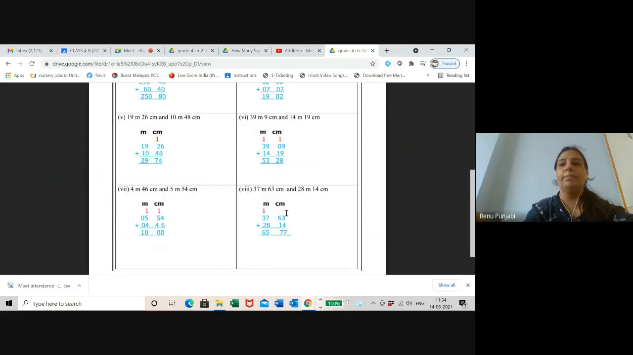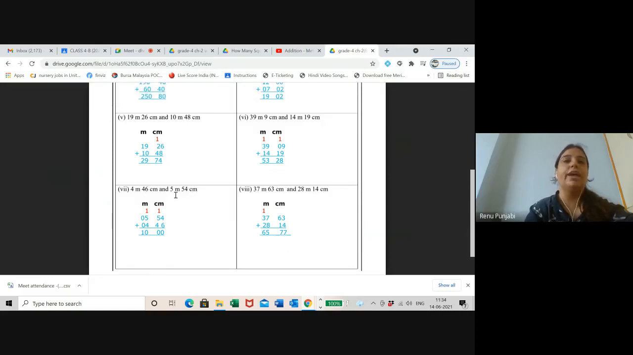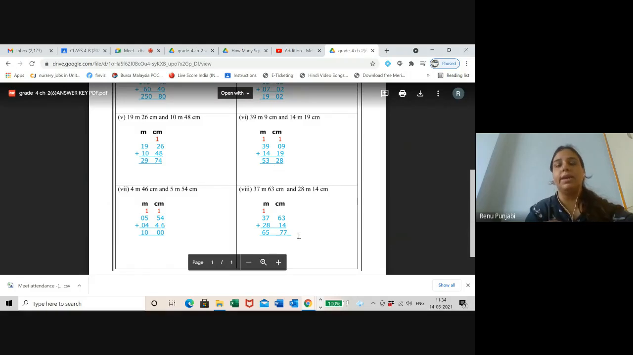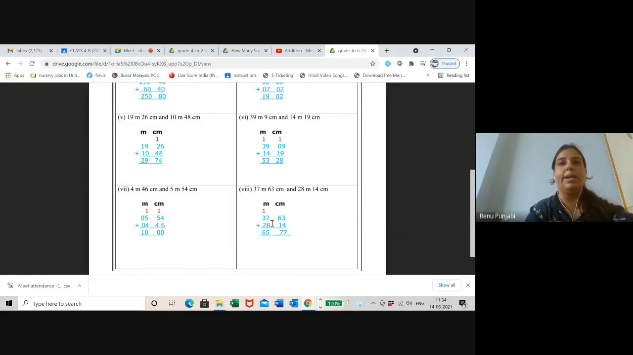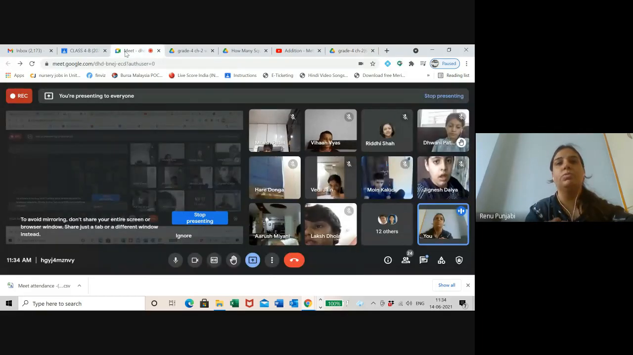Same here, when you come down, 4 meter 46 centimeter, 5 meter 54 centimeter. So write 5 meter 54 centimeter first, and then write 4 meters 46 centimeter. It will be easy to add them. Same, 37 meter 63 centimeter, 28 meter 14 centimeter, add them. This way you will get 7 to 8 questions in today's worksheet. If you want to do it in the worksheet, do it in the worksheet. If you want to do it in the notebook, do it neatly in the notebook, properly, right?